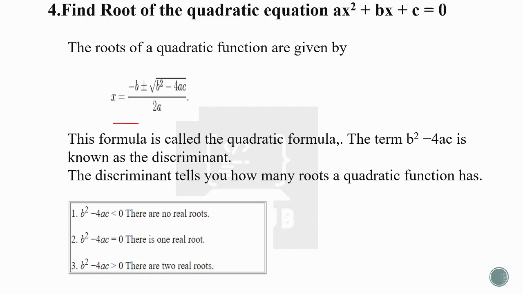So this formula is called the quadratic formula, and here the term b square minus 4ac is known as the discriminant. And this term discriminant is important because it tells you how many roots an equation may have. So if b square minus 4ac is less than 0, our equation does not have any real roots, but it has complex roots or imaginary roots. We know the complex number i.